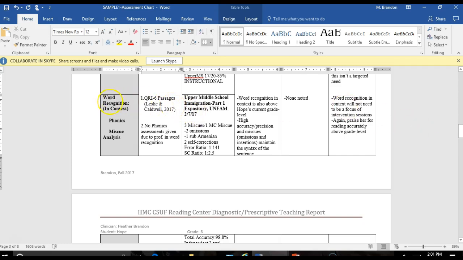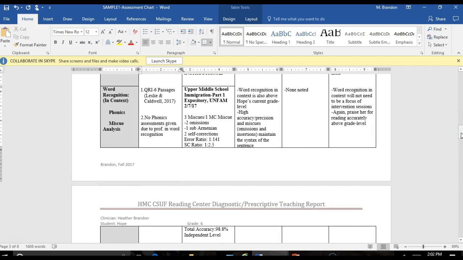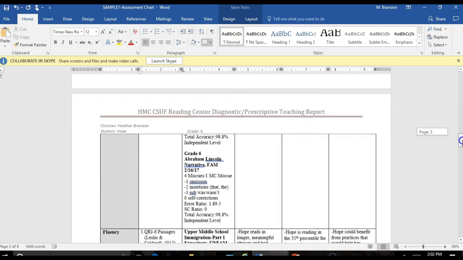All right, in regard to word recognition in context, I looked at the QRI passages and I actually gave 4 different ones. I started with the upper middle school level and did part 1, which I found out was actually unfamiliar. It's recommended that you start with a familiar narrative passage, which I didn't do. I chose not to follow that advice. It actually went okay. She ended up scoring independent on that, but QRI says start with a familiar narrative.